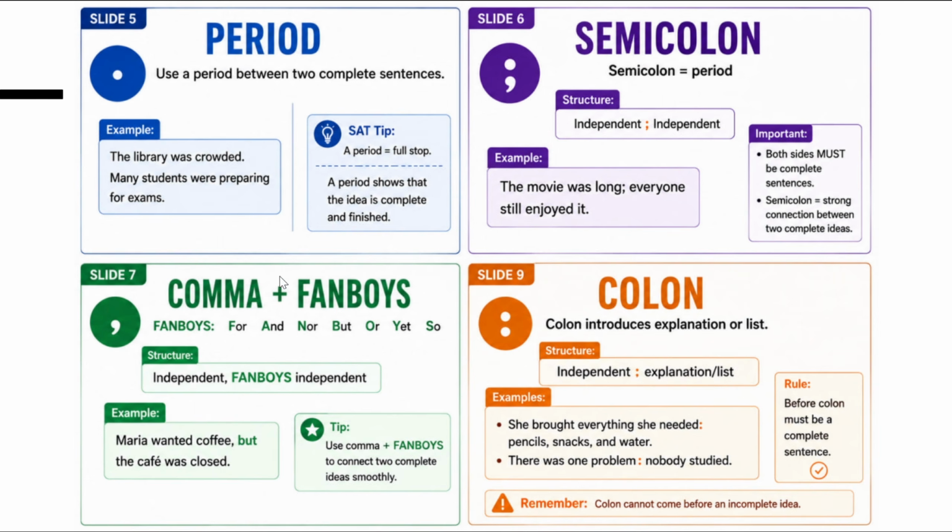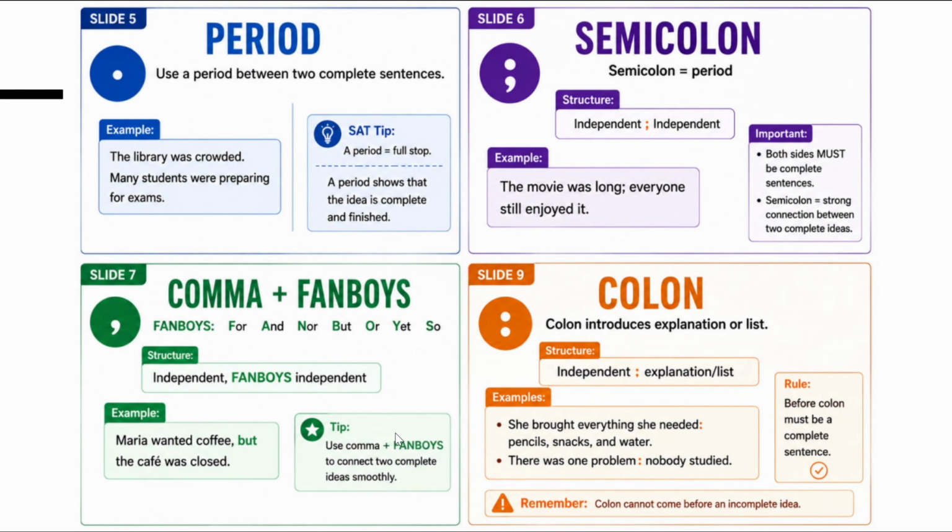Now, let's look at the comma plus FANBOYS. Another correct way to connect two complete sentences is a comma plus FANBOYS. FANBOYS stands for for, and, nor, but, or, yet, so. Structure: independent clause, comma, FANBOYS, independent clause. Example: Maria wanted coffee, but the coffee shop was closed. Both sides are complete. Because we use but, we need a comma before it. Important rule: if a FANBOYS word connects two complete sentences, a comma is necessary.